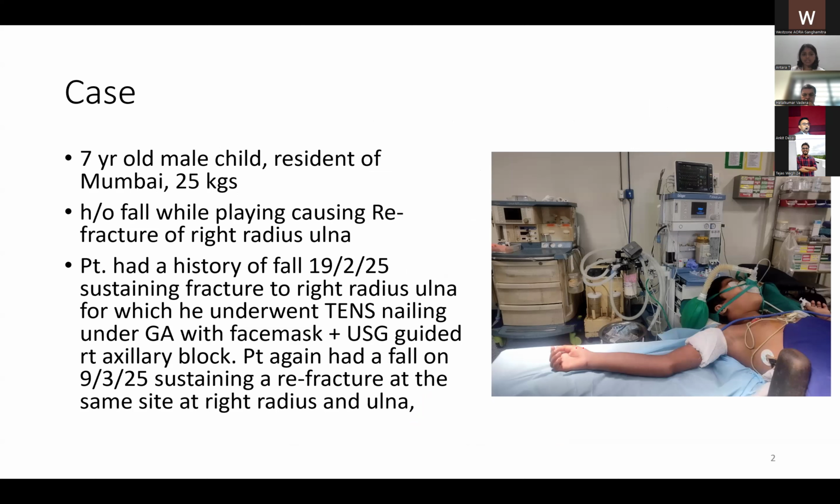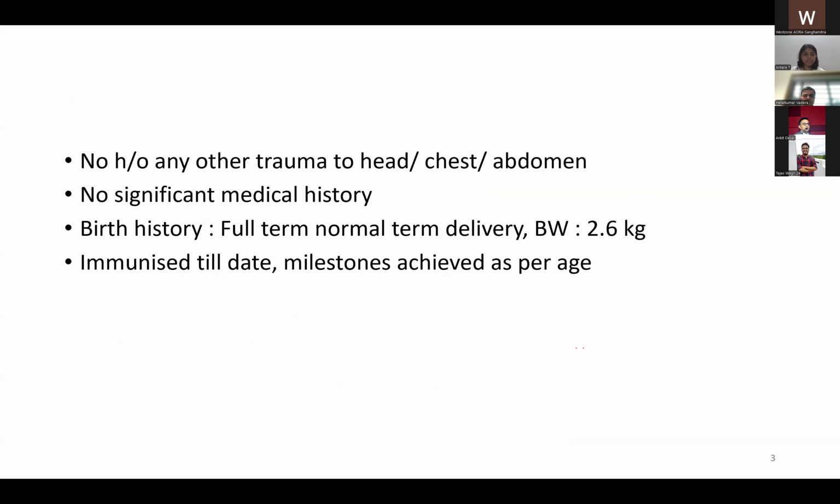The patient again had a fall on the 9th of March, sustaining a refracture at the same site at the right radius and ulna. There was no history of any other trauma to head, chest, or abdomen. There was no other significant medical history. The patient was full term, normal delivery, and birth weight was 2.6 kgs. He was immunized till date, and milestones were achieved as per age.